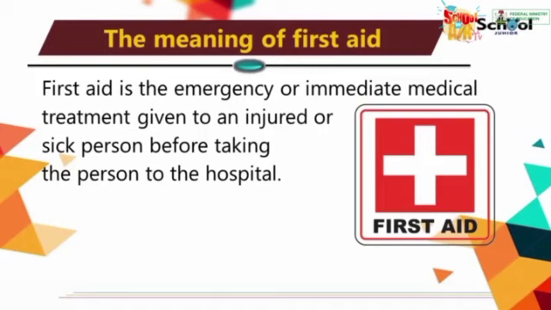The first one is emergency or immediate. That means that thing is needed at that time. You can't waste time. Then the second thing is medical treatment. Definitely that's not the hospital, so you're not giving the same medical treatment they will give in the hospital. But this should help the person to be okay, or sustain the person's life till the medical personnel are around. Then it is applied to an injured person or a sick person. So another keyword is sick and injured. The person that is injured, the person that is sick, that's who you apply it to, and then you take the person to the hospital.